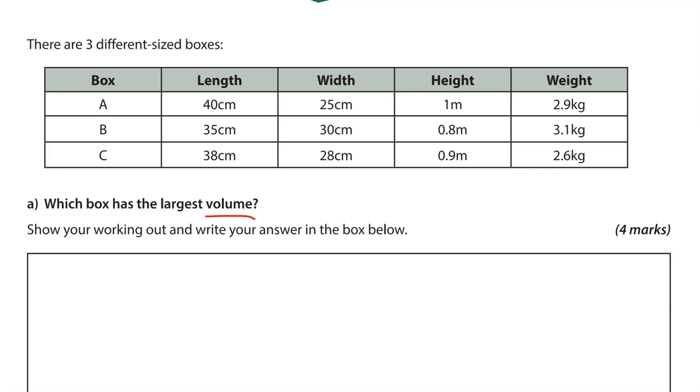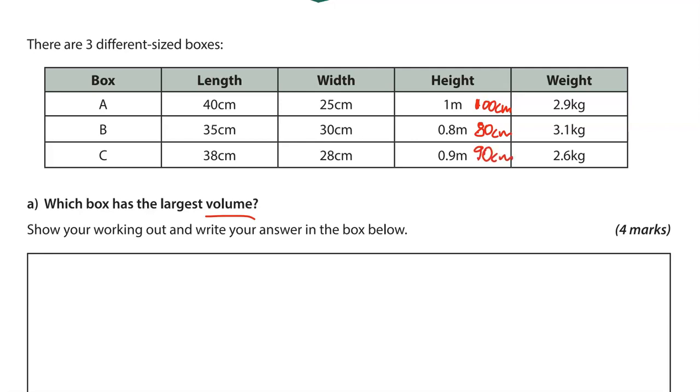So as we have only got height in meters and the rest in centimeters, I'm going to convert these into centimeters rather than the other way around. So 1 meter, that is 100 centimeters. Centi, like in a century, 100 years, 100 cents in a euro. That should help you remember. So there are 100 centimeters in a meter. 0.8 meters, that is 80 centimeters, so that's less than a meter. 0.9, that is 90 centimeters.